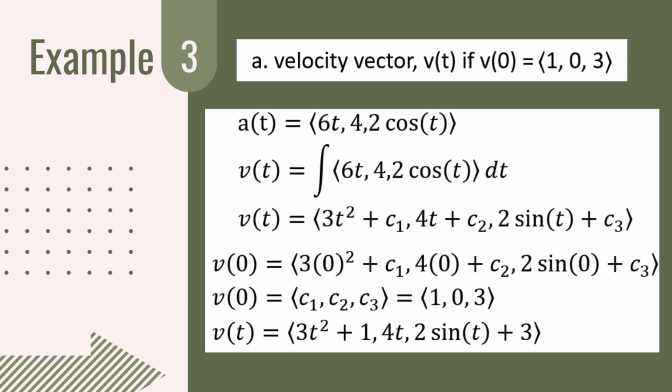So for the first one, to calculate the velocity vector, we have to integrate the acceleration vector first. After the integration, we will get 3t squared plus c1, 4t plus c2, and 2 sine t plus c3. Then substitute 0 into each t, and we will get c1, c2, and c3. Then we compare the constants with 1, 0, and 3. Then we rewrite the full velocity vector. The final answer is 3t squared plus 1, 4t, and 2 sine t plus 3.